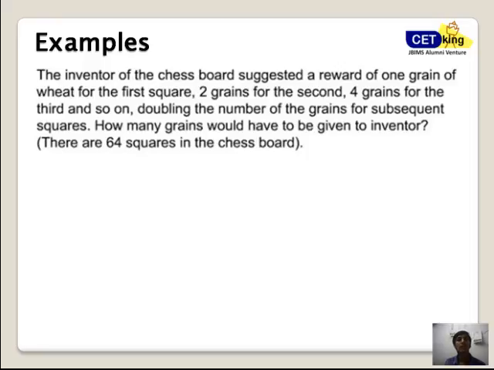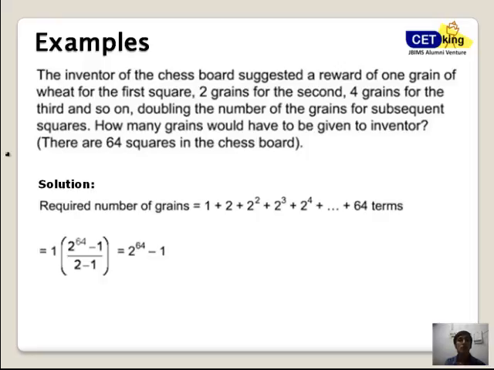Okay, let's solve the problem. Now here we can see this is a case of geometric progression where for every consecutive square, the number of grains being given is doubled. So clearly we have 1 as the first term, the ratio as 2, because for every consecutive square the number of grains received is double. The common ratio should be 2, and there are 64 terms. So applying the sum of GP for n terms, we get the answer as 2 raised to 64 minus 1.